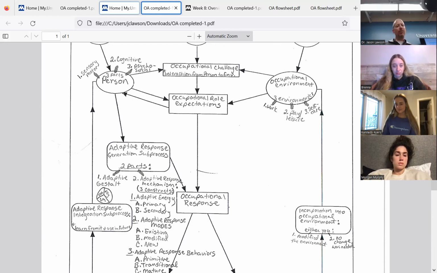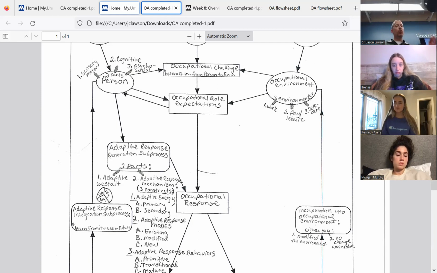So our adaptive response generation subprocess. There's 2 parts, and I'll get back to the PowerPoint. This is where the person needs to figure out, I need to adapt to meet my occupational challenge. I need to respond in some way. This is that internal piece that we don't always see, that we have to trust that our client is going through. It's through taking them through this normative process that hopefully they will gain new skills and be able to apply that in the future.